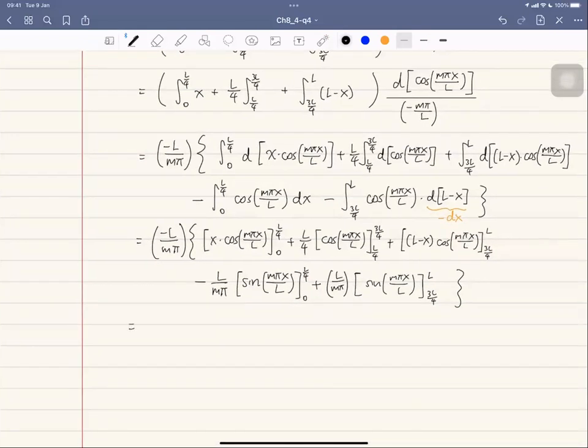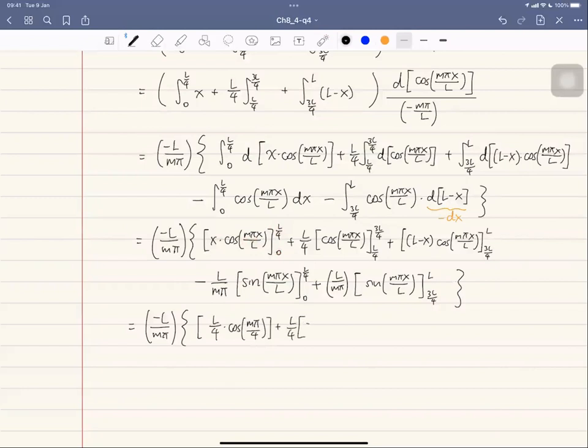Okay, so we'll plug in each of these limits over here. Okay, so we have L over m pi. We'll keep this out here. So this is relatively easy to plug in because the zero terms when it comes in here, it just annihilates this. So we can just plug in the L over 4 times cosine m pi L over 4. So we have m pi L over 4, but L cancels out. So I just have m pi over 4. That. Okay, and plus L over 4.